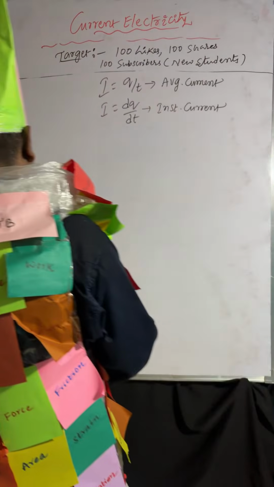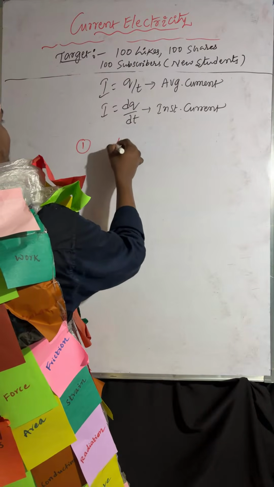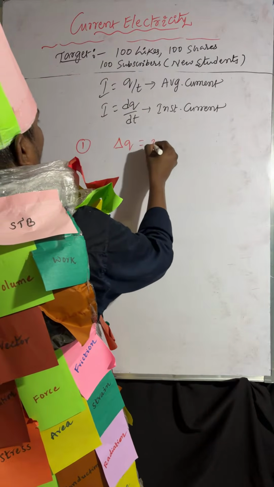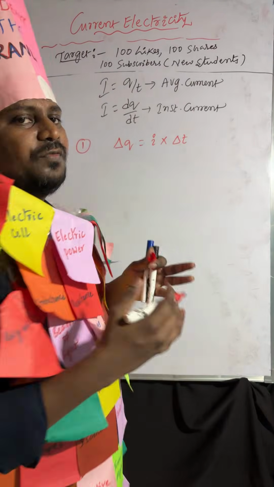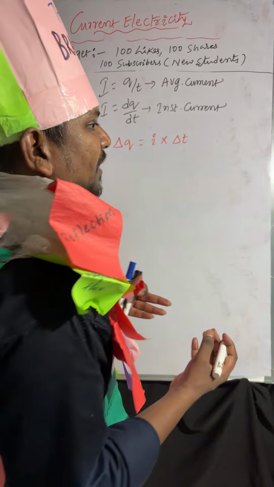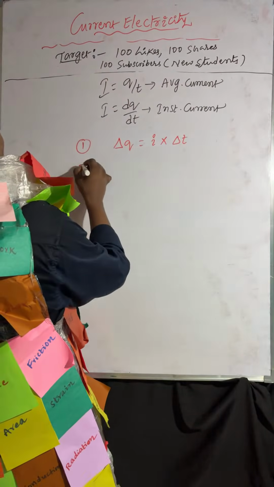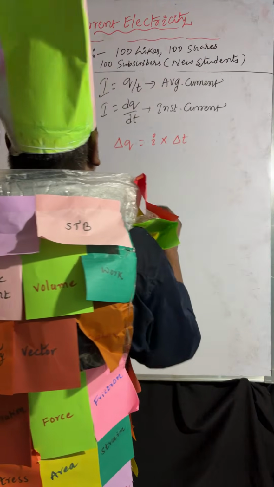So the flow of charge can be obtained by multiplying constant current with the time interval. Okay, so constant current and change in time interval.